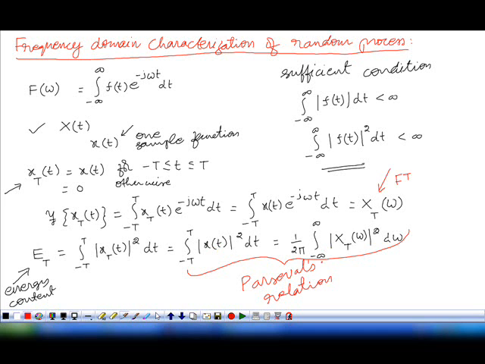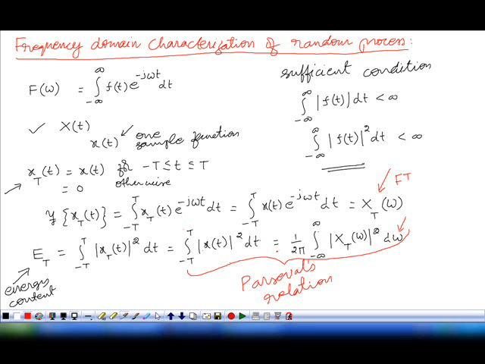Therefore, we can also find the power in the frequency domain as 1 by 2 pi, integral from minus infinity to plus infinity of mod X_T(omega) whole square d omega. See the integral limits here. These are not minus T to T. Why? We are integrating with respect to omega. This is in the frequency domain, and this is in the time domain. That is the difference. So this is the integral from minus T to T of mod x(t) whole square dt. This is the energy of the signal. This is also the energy of the signal.